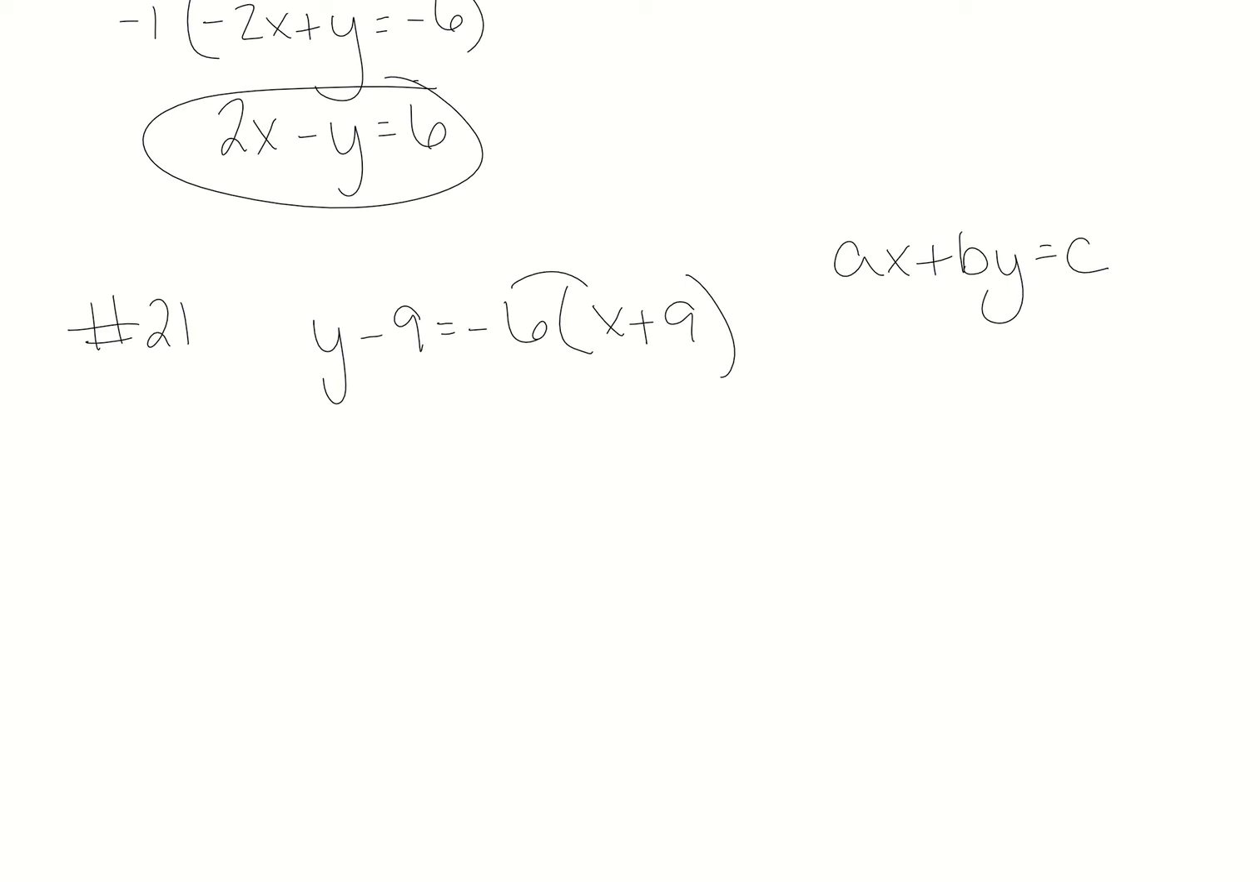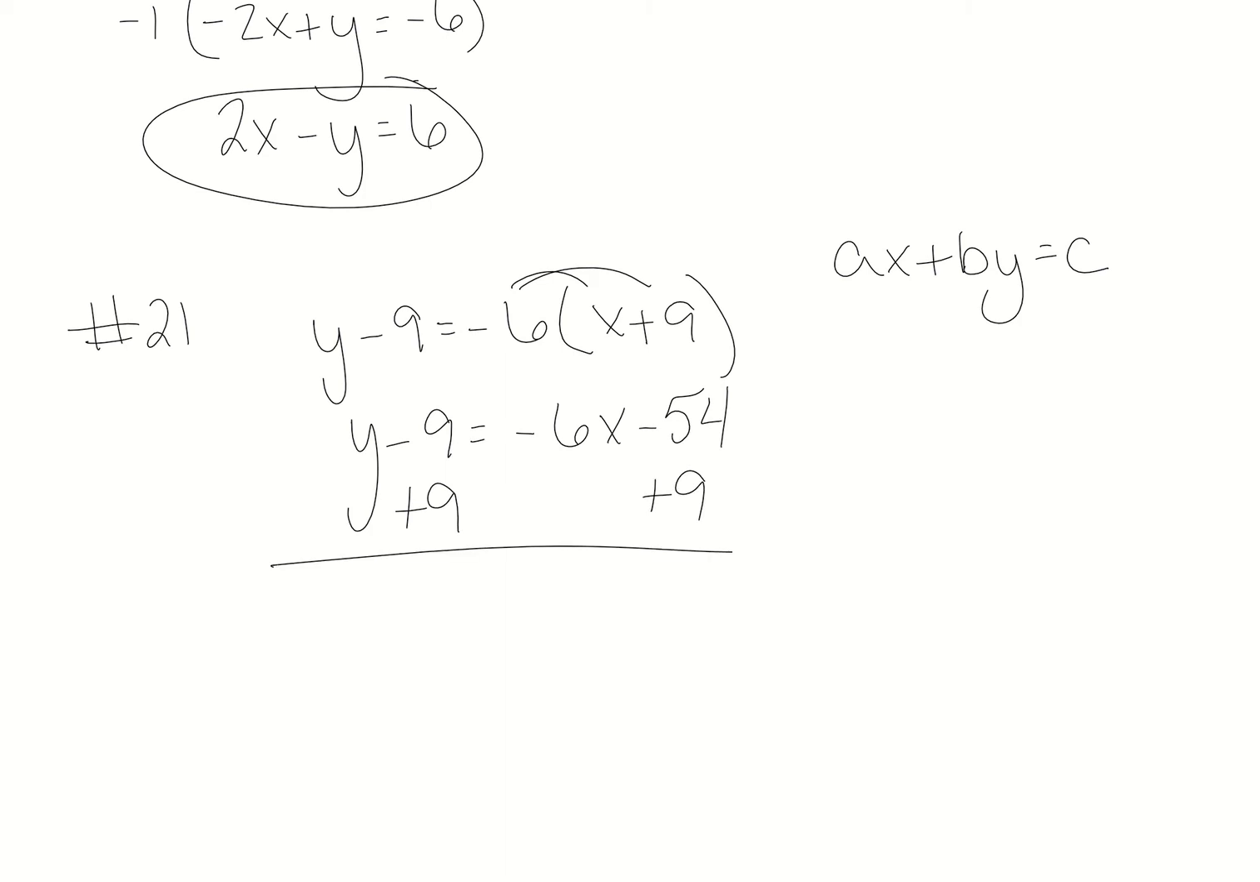So I'm going to distribute first. Y minus 9 equals negative 6x minus 54. I'm going to add my 9 over. Could you subtract your or add your 6x? Of course you could. This is just the way I do it though. So if you want to do it different, please feel free.